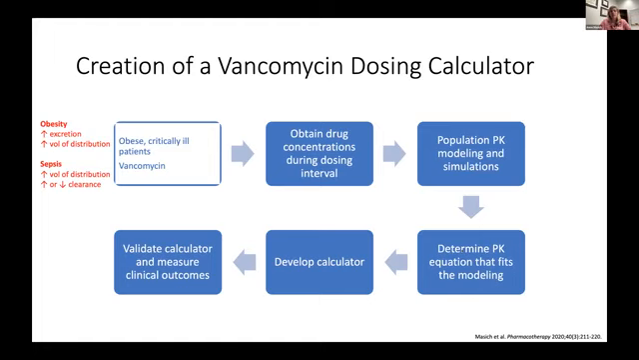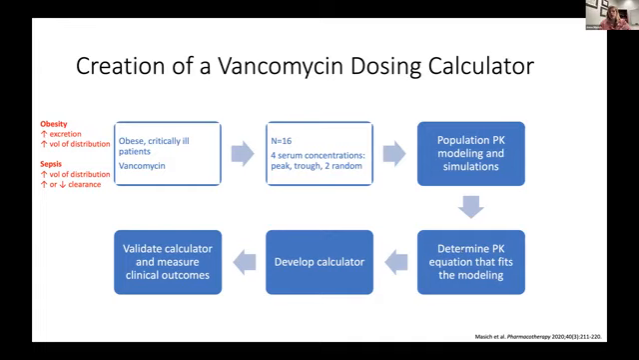So as part of this PK study, the next step would be to obtain drug concentrations during a drug interval. We want to see how the drug distributes and is eliminated by this patient population. So we included 16 patients, which is actually a good number for pharmacokinetic studies. You really don't need a big sample size. And we took 4 concentrations during a dosing interval. So we took a concentration about an hour after the drug finished infusing, right before the next dose was due, and then 2 random samples during that time frame.